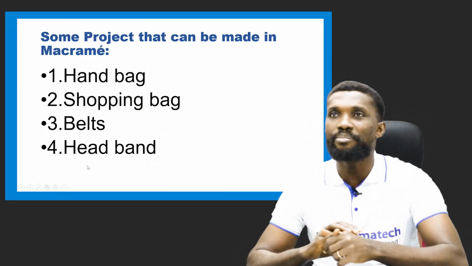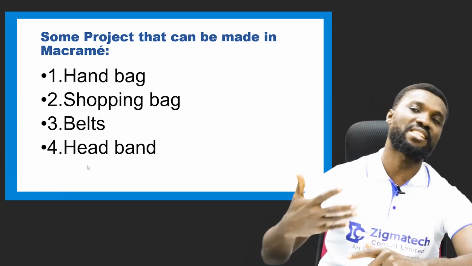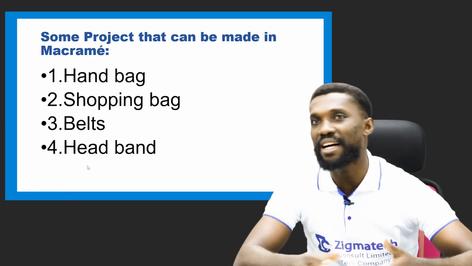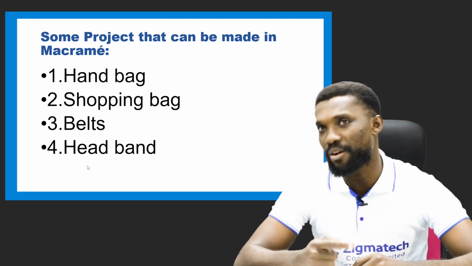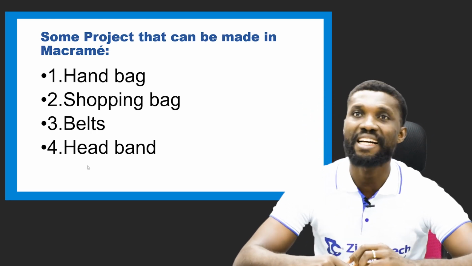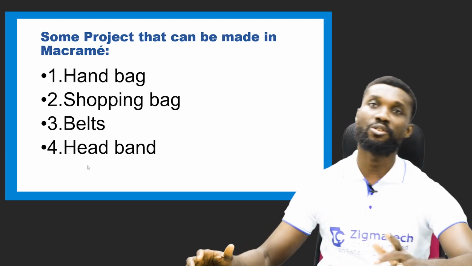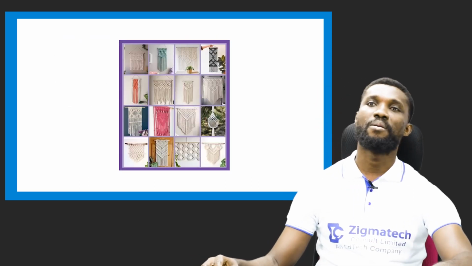Now, some objects that can be made in macrame. What are the things you can make with macrame? You can make handbags, you can make shopping bags, you can make belts, and you can also make the handband, as in your bangle. Those are the things you can make out of macrame.